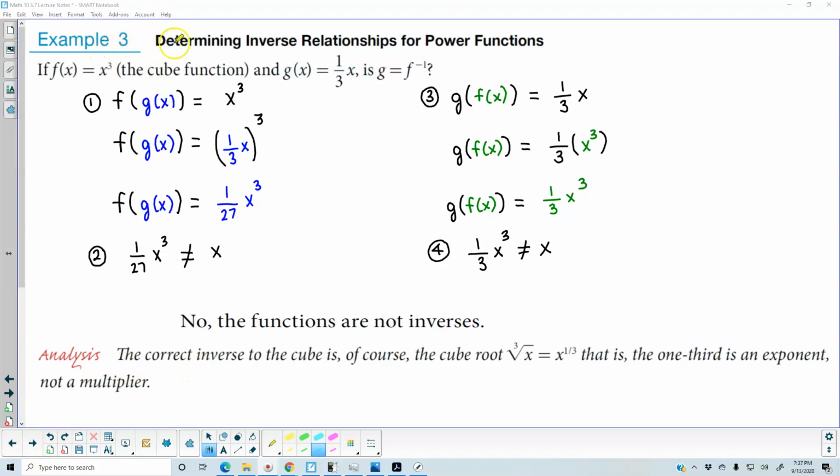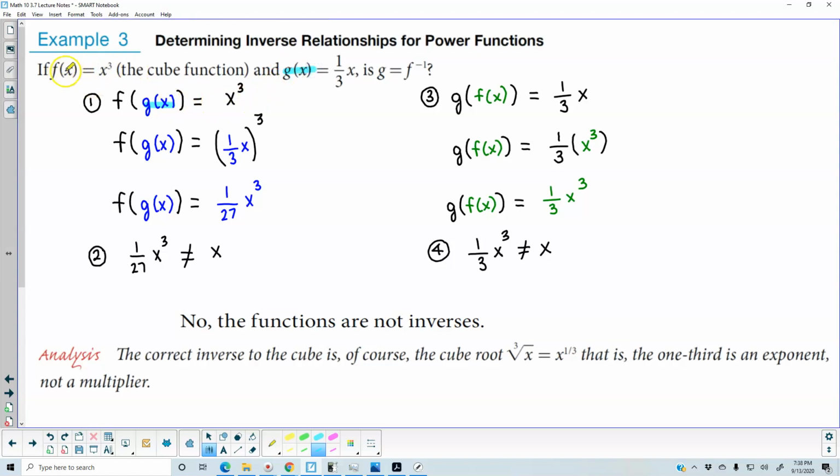In example 3, we want to determine the inverse relationship for power functions. If f of x is equal to x cubed, the cube function, and g of x is equal to 1/3 x, is g equal to f inverse? So in step 1, we're going to do the composite function f of g of x, which is equal to x cubed, where g of x is the input.